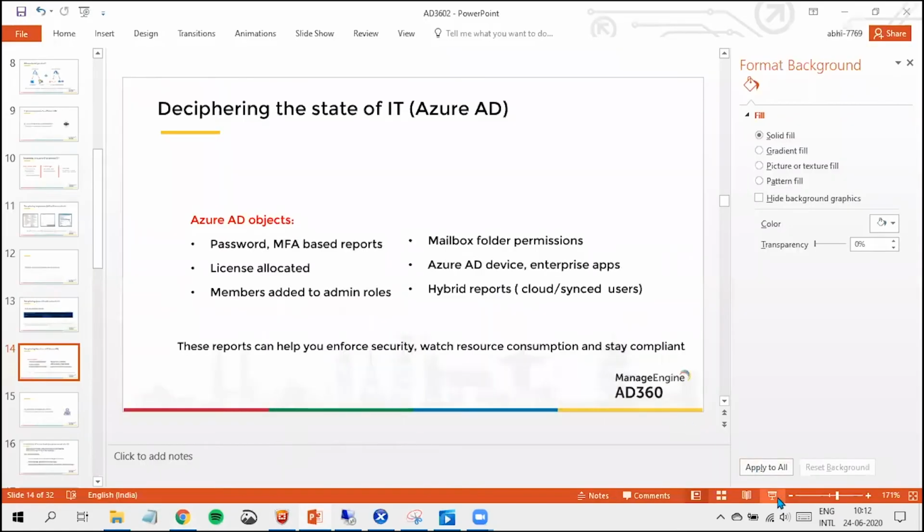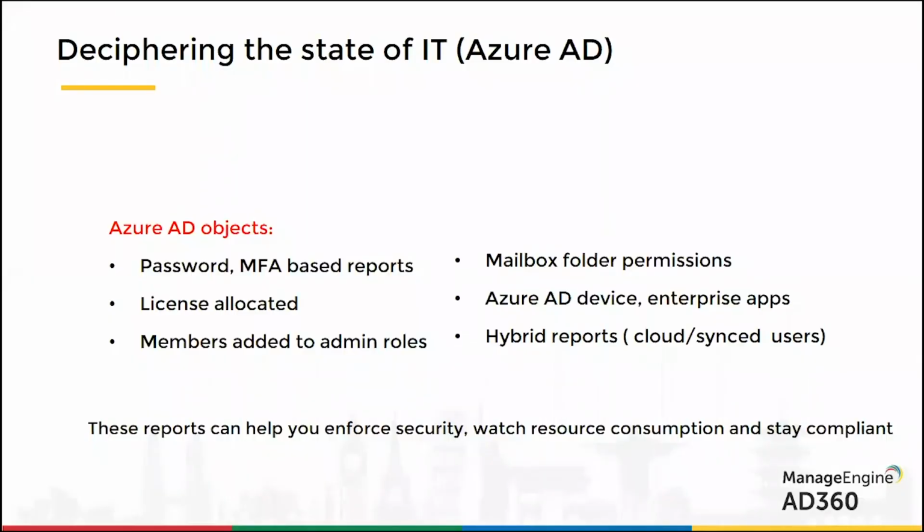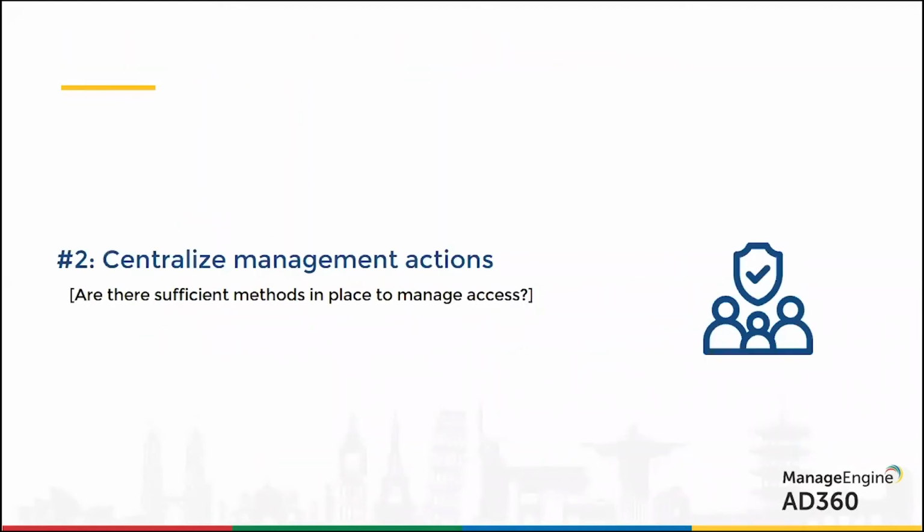So that's the first step that I want you to do. Gain visibility on your infrastructure. That's your Active Directory, namely your on-premise infrastructure, and Azure Active Directory, and we've got reports that will help you do it. Number two is to centralize management actions.